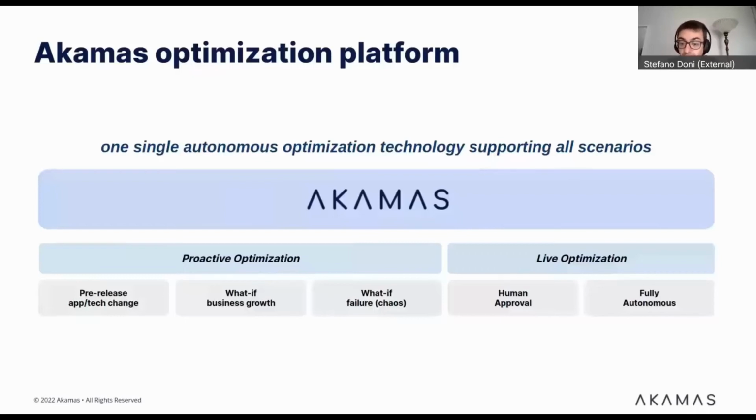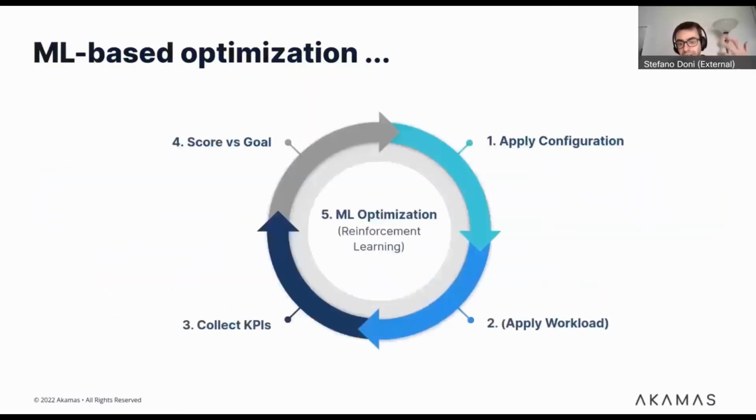That can also be based on a human approval process. The user can evaluate recommendations provided by the platform and review them before applying to the production environment. Or, the next stage for us, the platform can be fully autonomous. Once the user gets accustomed to the recommendations, he can switch to a fully autonomous mode, where Akamas is constantly optimizing the application live in production as it is subjected to the different traffic that is happening. So that's the general idea of the platform.